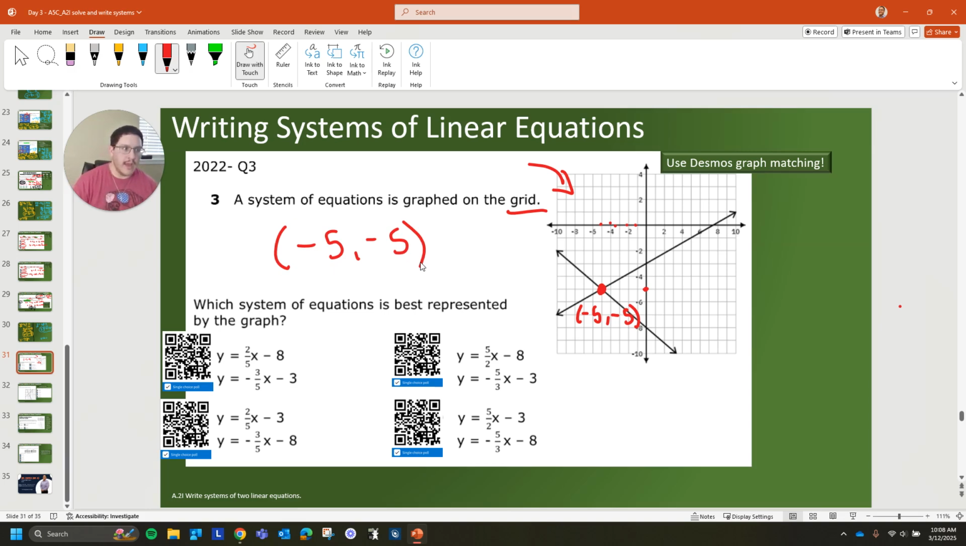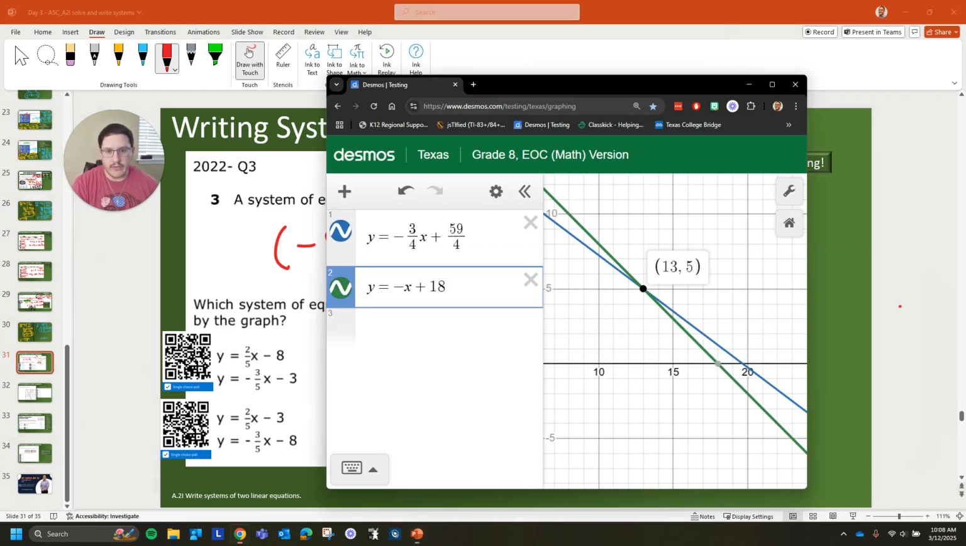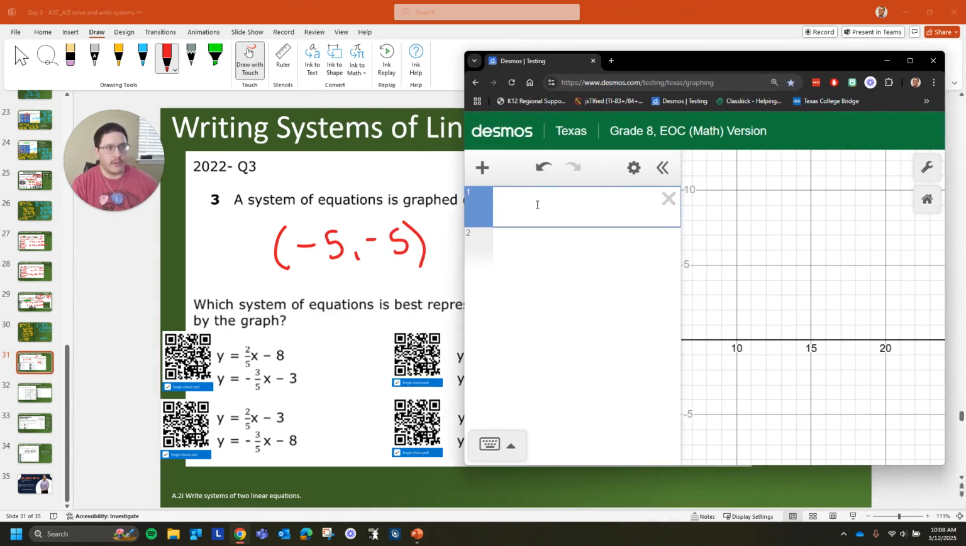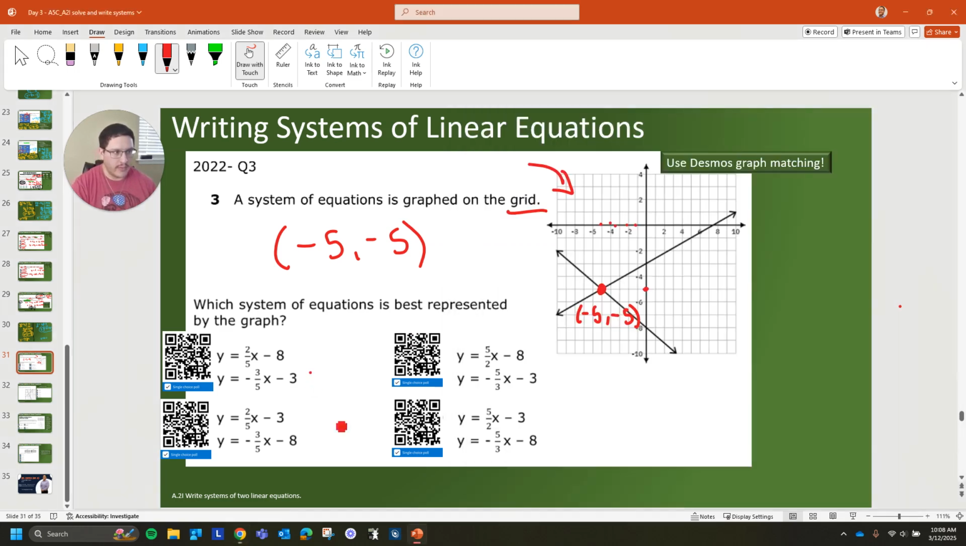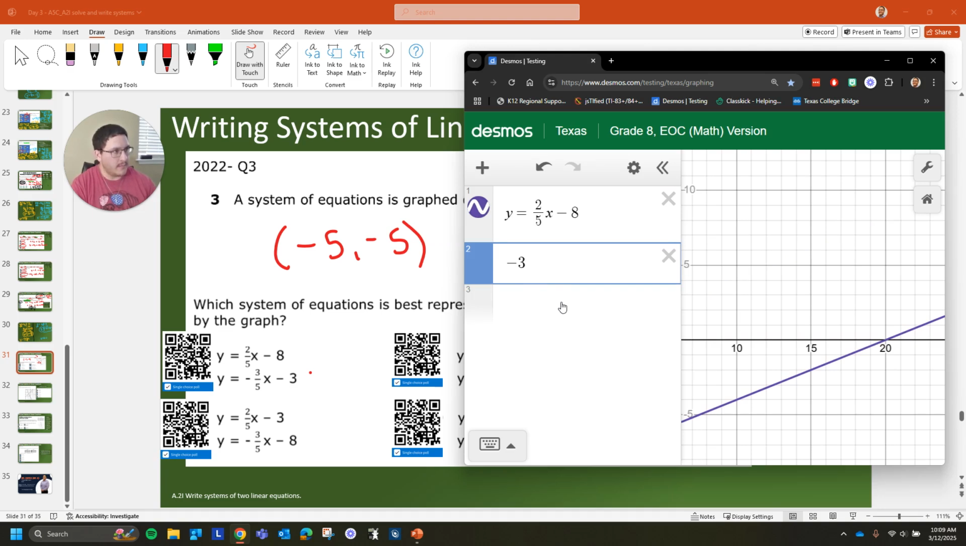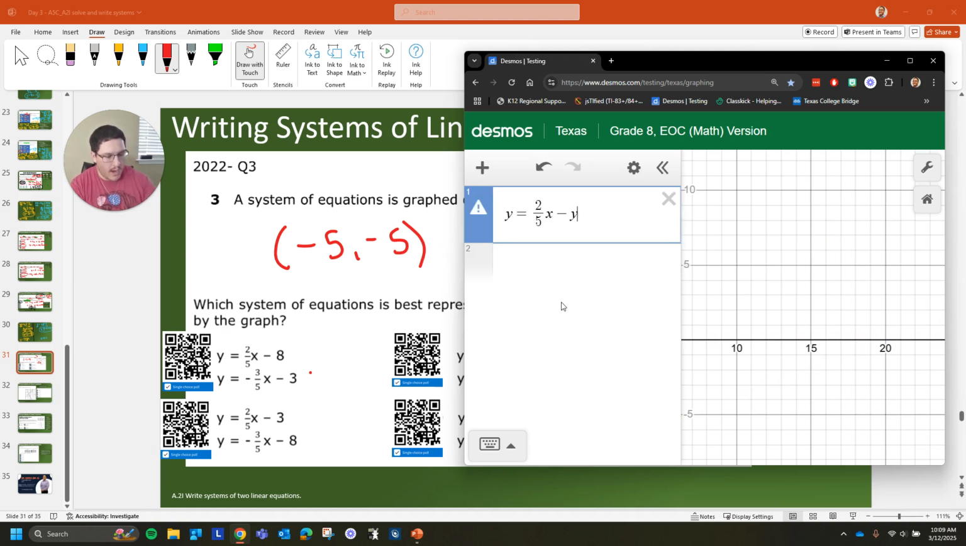Well, one of the things that we could do is graph each of these and see if we get the exact same solution. So let's go ahead and do that. We're going to do this by process of elimination, because we know the solution should be right here. So let's start with the first set of equations. Y equals 2 over 5x minus 8. And then, I'm sorry, y equals -3 over 5x minus 3.